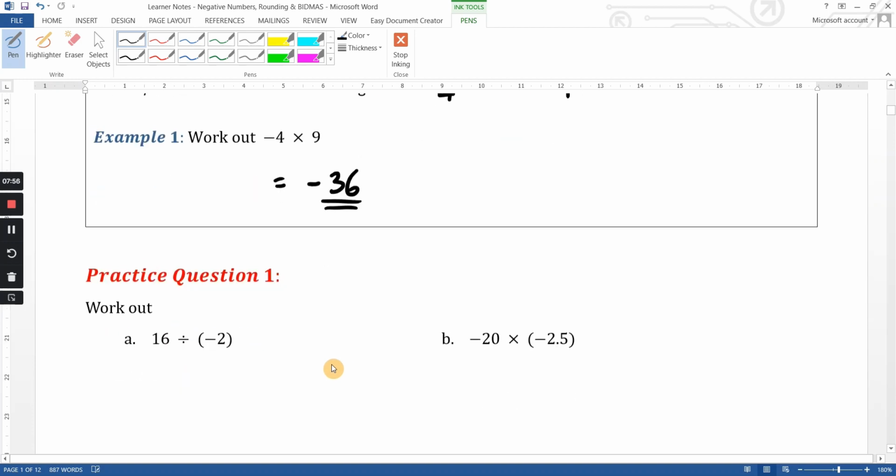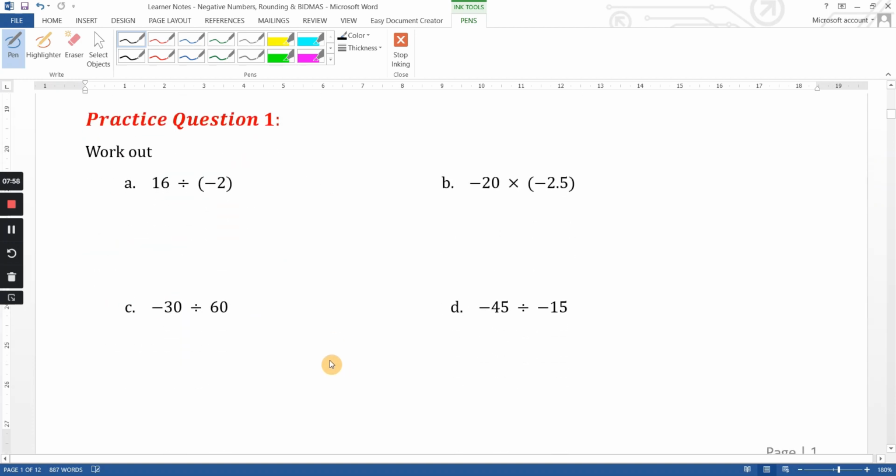Let's go through these answers then, guys. So practice question 1a, 16 divided by minus 2. Positive with a negative, I'm going to get a negative answer definitely. How many 2's go into 16? That's 8.